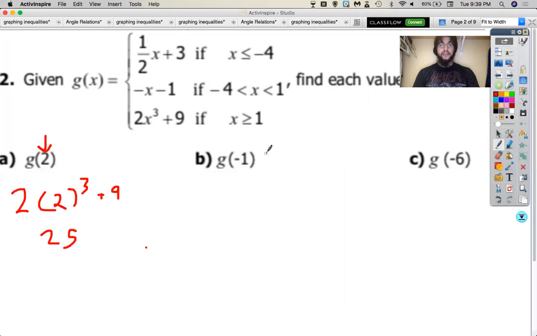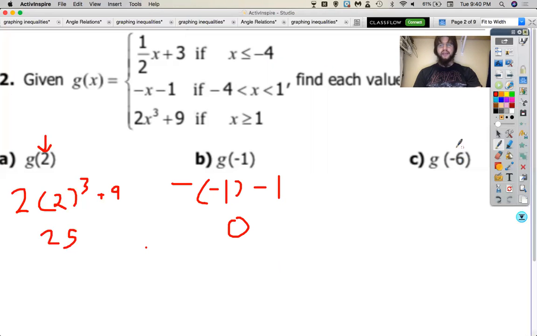Check each time. -1. Is that less than or equal to -4? Nah. Is that between -4 and 1? Yeah, it is. So I'm going to use this piece right here. Negative something -1. Oh, that's a lot of negatives. That's 0. Okay.